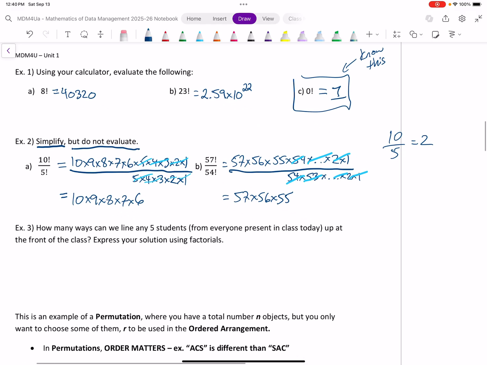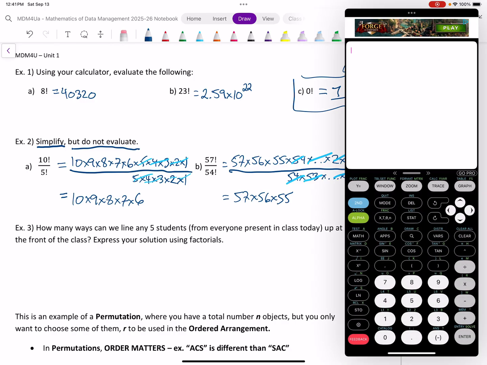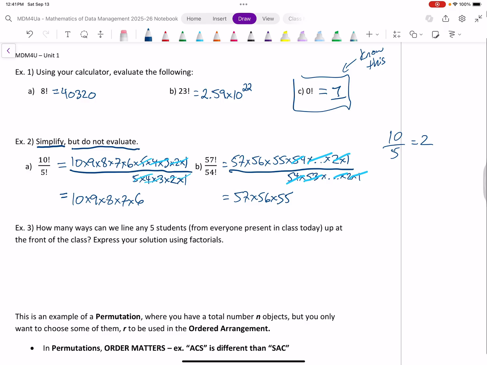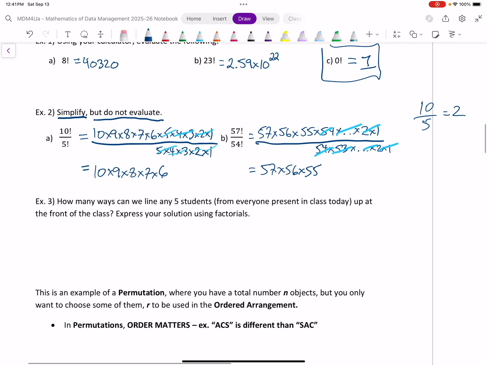I think it's important to know that your calculator cannot do huge numbers, even up to 90, I think like 93 or something. If you type 93 factorial, your calculator will not work. It's just too big of a number. I think this one will work because it's actually a computer, so it can handle larger numbers, but your calculator won't. And so sometimes you do have to reduce things because your calculator can't do the number.